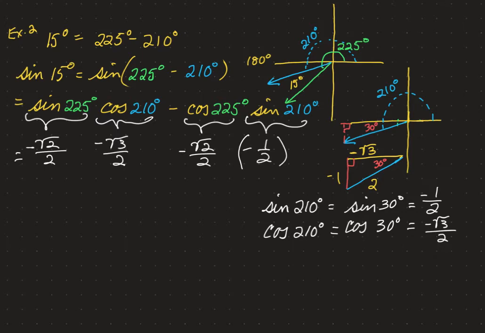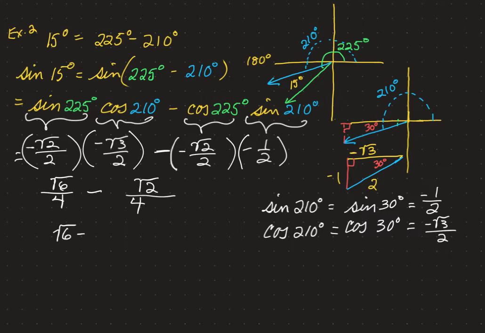Now you need to indicate that those trigonometric functions were multiplied by each other, but do not lose that subtraction sign that's there. Okay, let's do the multiplication. Square root of 6 over 4 minus, and then we have square root of 2 over 4. That means our final answer is the square root of 6 minus the square root of 2 over 4. Okay, cool, but let's look at something else.